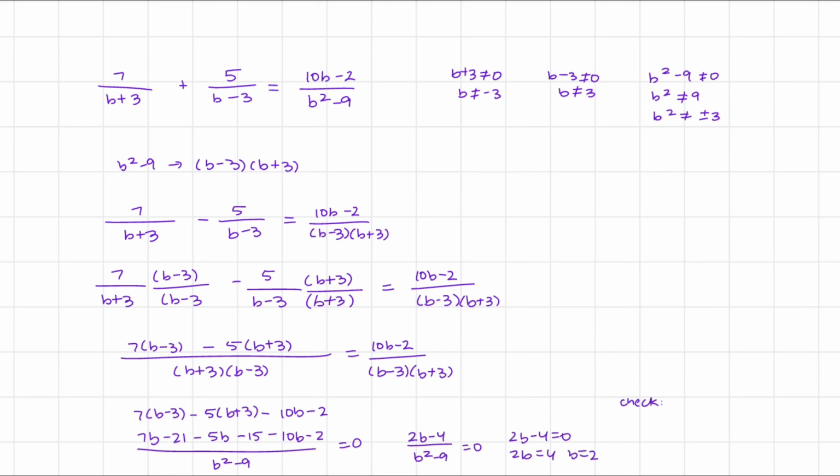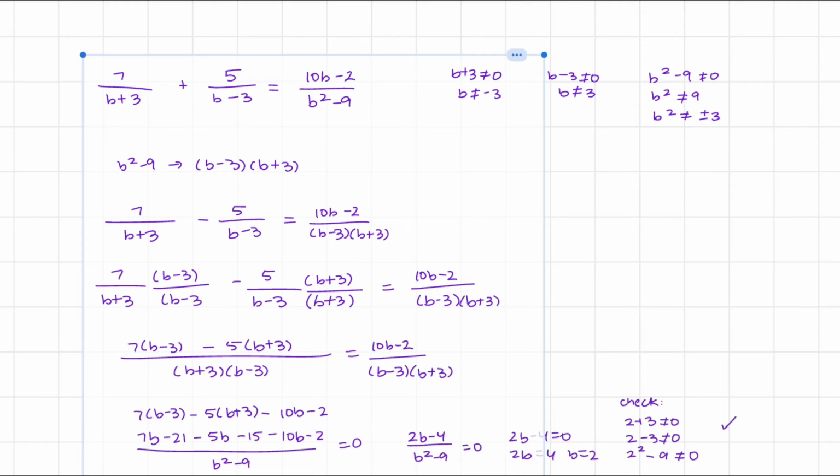Remember to check by plugging in the value you get into all of the denominators. So 2 plus 3, is that equal to 0? No. 2 minus 3, is that equal to 0? Also no. And 2 squared minus 9, is that equal to 0? No. So this solution checks out.